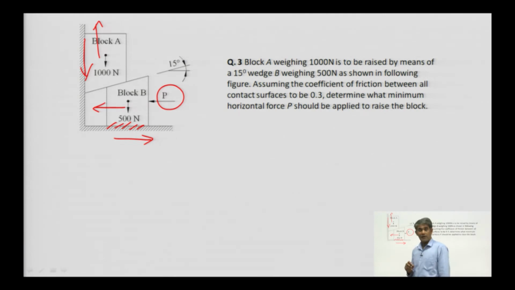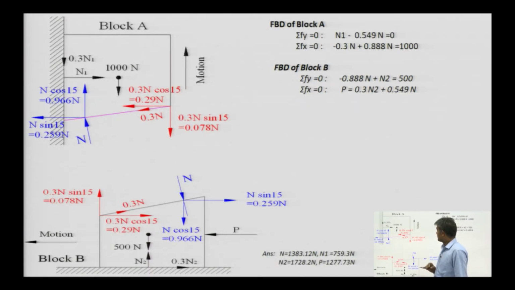We have one more contact surface, this one. Since this block is moving in this direction, for block B one friction force will be taken in this direction, and for block A the same value of the friction force will act in this direction. This figure shows the different forces acting on block A and block B.